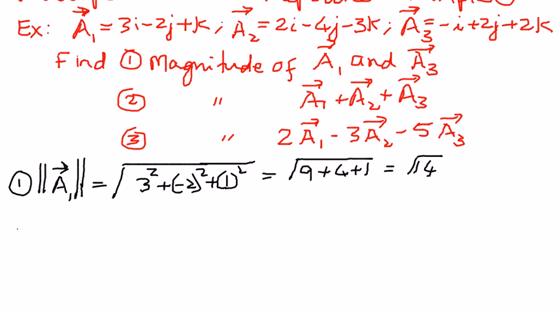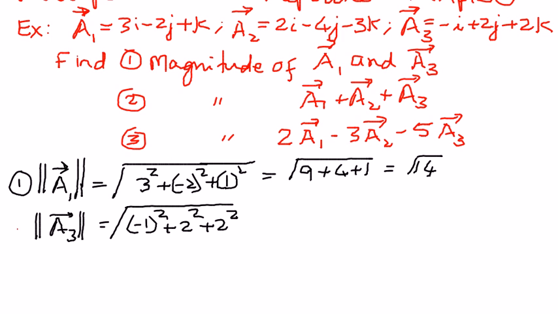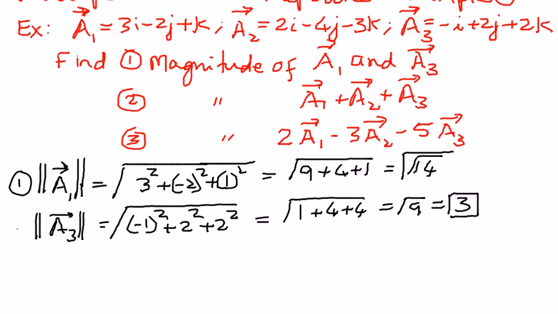magnitude of A1. Magnitude of A3, on the other hand, the magnitude of vector A3 is going to be, A3 is negative i plus 2j plus 2k, therefore negative 1 raised to the power of 2 plus 2 squared plus 2 squared, right? Therefore negative 1 raised to the power of 2 is 1, 2 squared is 4, 2 squared is 4, therefore 4 plus 4 is 8, 8 plus 1 is 9, therefore square root of 9 is equal to 3. So therefore that is our answer. In here, square root of 14 is our answer. So that's the first part of the question.